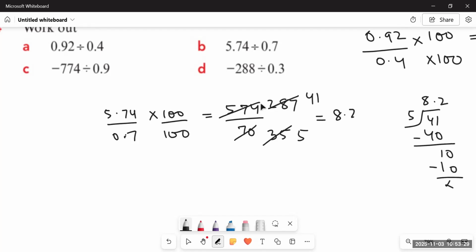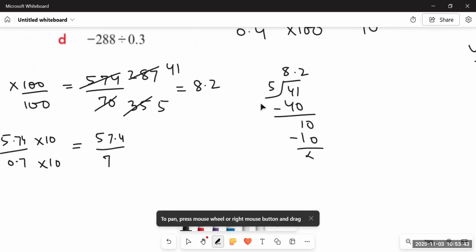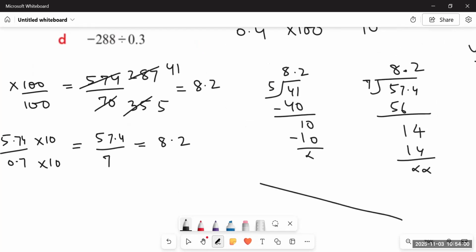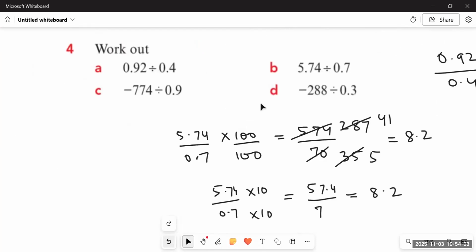Right? Or you could have done it like this. 5.74 over 0.7, multiply by 10 each. So this becomes 57.4 over 7. And then we can divide it by 7 over here. 7 eights are 56. Here comes 1 and 4. We put a decimal. 7 twos are 14. In both cases, you will get the same answer. Don't worry about the answers. Whatever method you find easier, just go for it.